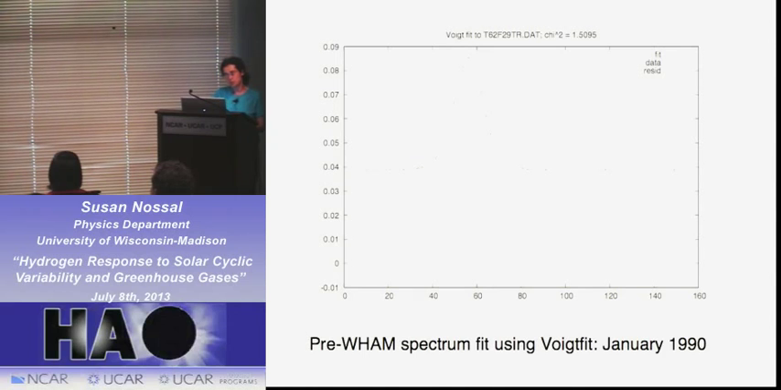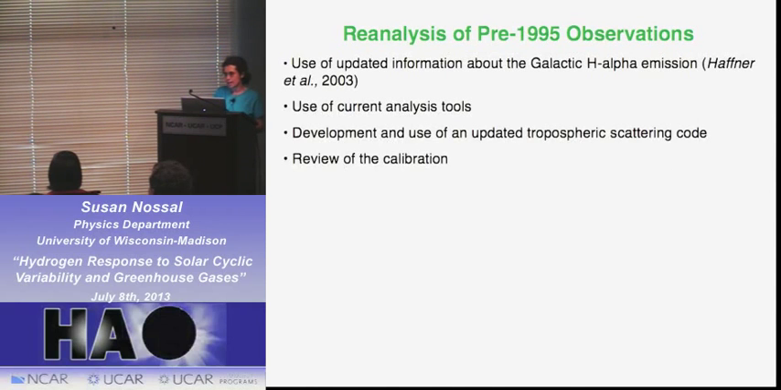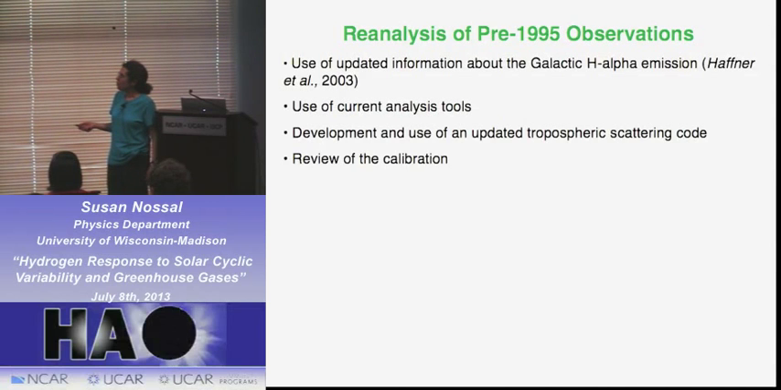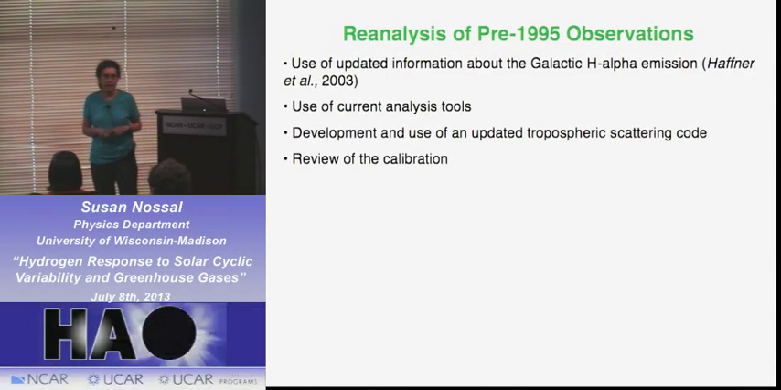Okay, and this is just to show that some of the older observations still have pretty good signal to noise. The way we're approaching reanalysis of the pre-1995 observations is to use updated information about the galactic emission that has been acquired by the astronomers, use of current analysis tools, and development and use of an updated tropospheric scattering correction code. This is really important for many types of optical measurements.